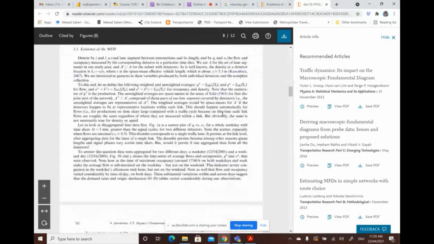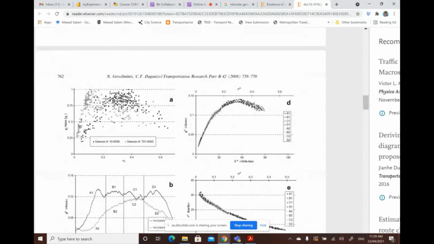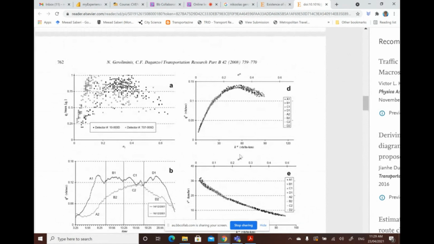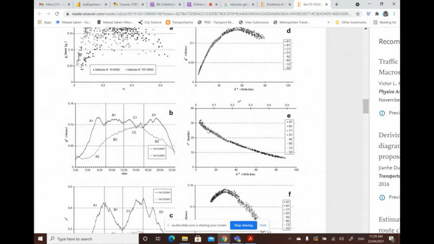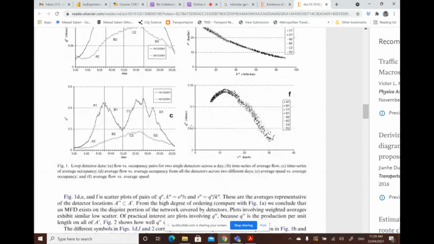So they talk about the data on the site. Look, they're taking the weighted average of occupancies, weighted average of flow, very similar to what we've just talked about today. And then look on the left top side, you see data from individual loop detectors, but then when you average them, you actually see a very well-defined low scatter MFD. You can look at the network level density versus flow. You can look at the network level density versus speed. You can also look at the network level speed versus flow relationships.